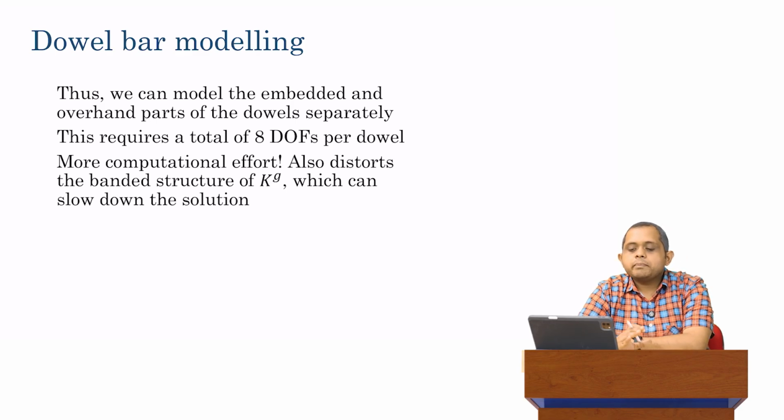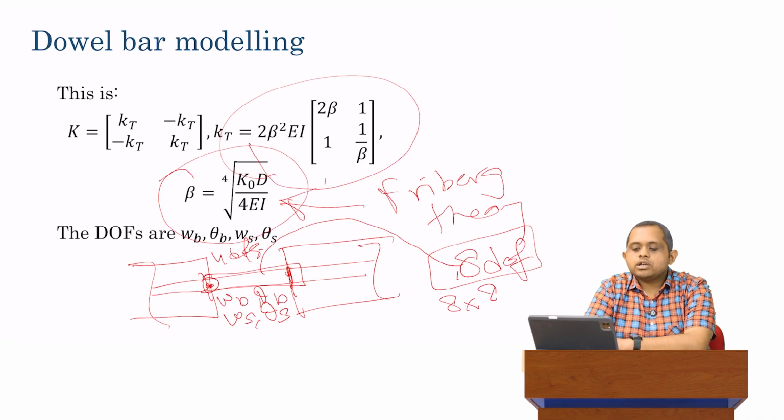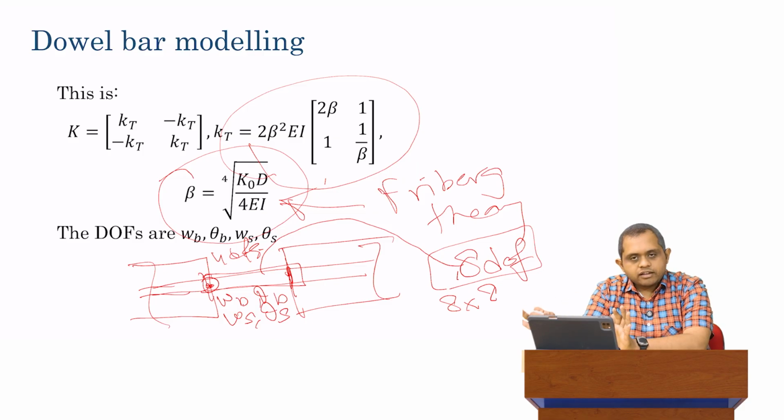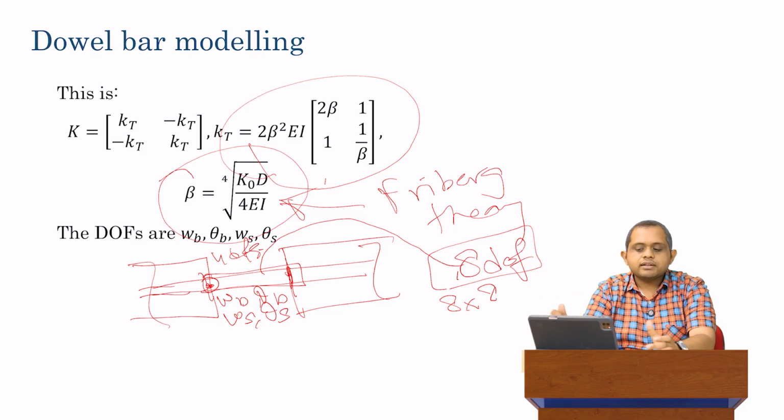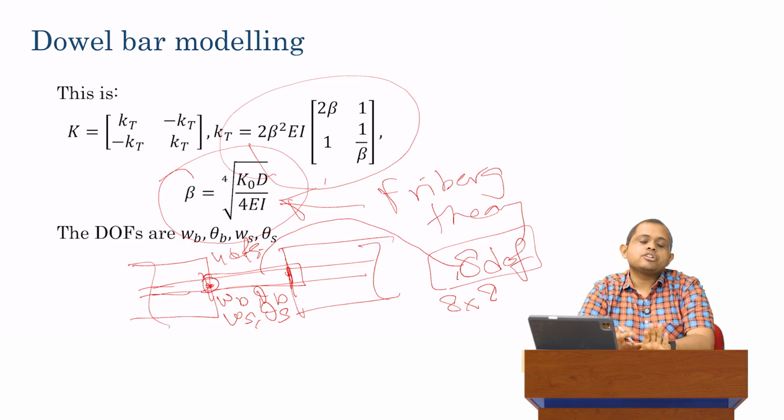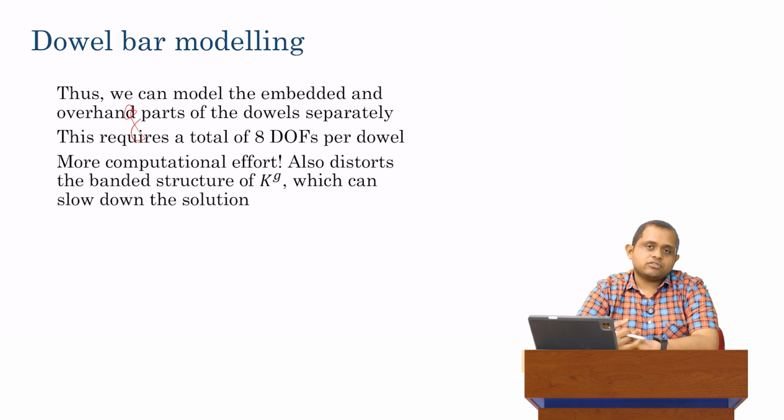Therefore, we can model the embedded and the overhang parts of the dowel separately. The embedded part of the dowel can be modeled as an Euler-Bernoulli beam as previously, because it's infinitely long in length. The overhang part we can model using a Timoshenko beam with 8 degrees of freedom, 4 of those degrees of freedom corresponding to the bar, and 4 corresponding to the slab. Well, that's a problem.